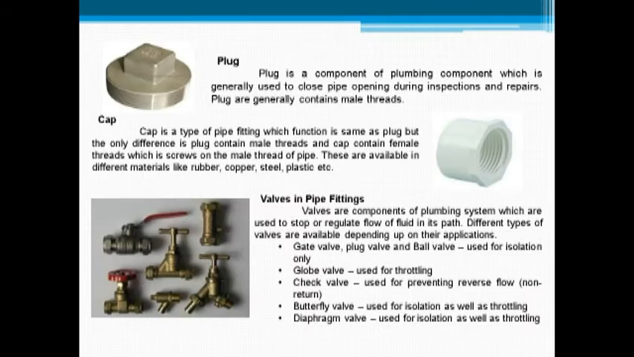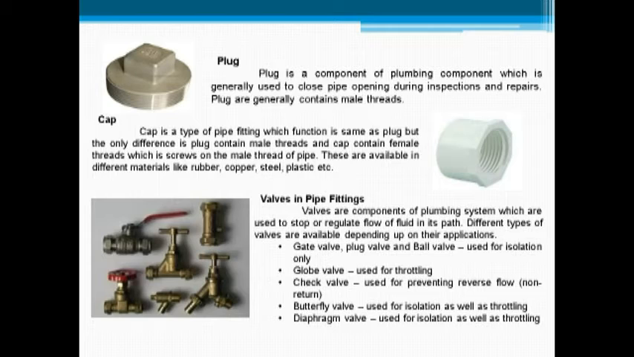flange outlet. Plug. Plug is a plumbing component which is generally used to close pipe opening during inspection and repairs. Plugs generally contain male threads. Cap. Cap is a type of pipe fitting which function is same as plug, but the only difference is plug contains male threads and cap contains female threads, which is screwed on the male threads of pipe. These are available in different materials like rubber, copper, steel, plastic, etc.